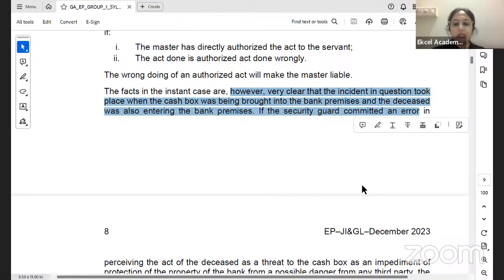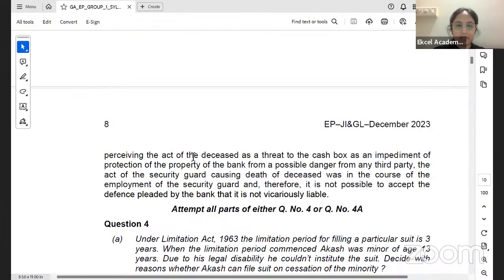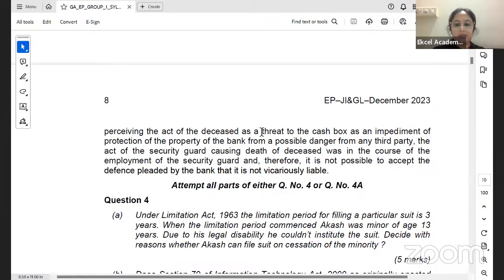So, if the security guard has committed an error in perceiving the act of the deceased as a threat to the cash box, we see why he's doing all these things. Because if anything happens to the cash box, that is a direct loss to the bank. It's not a loss for him; nothing will happen to his salary or his money. It is the bank's property. There's a direct loss to the bank. In order to avoid that, he has done this act. So the bank should take the responsibility.